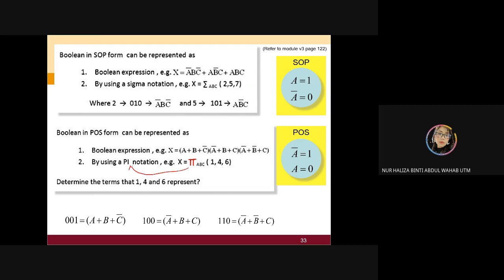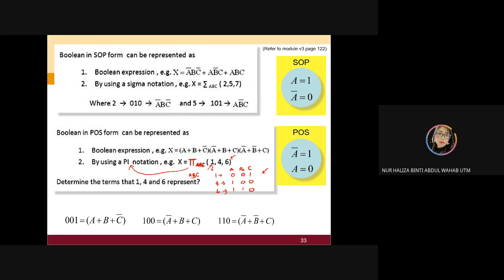And what is your pi notation? It is POS. What are the variables you have? You have variable A, variable B, and variable C. And what is the Boolean expression? From here, you need to convert from decimal to binary. 1, you convert to A, B, C binary, you're going to get 001. 4, you convert to binary, you're going to get 100. 6, you convert to binary, you're going to get 110. Don't ask me how I get these conversions. This is under our module 2.